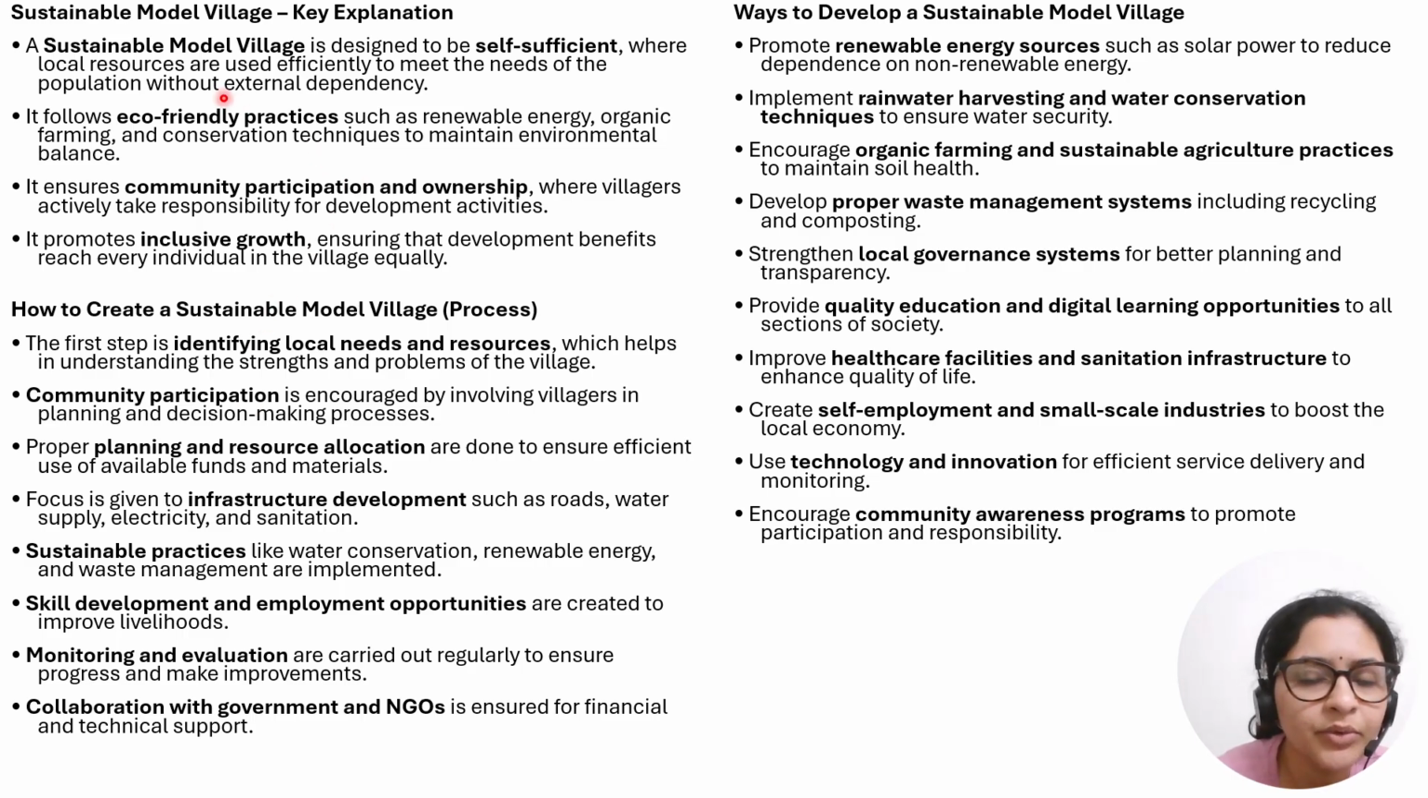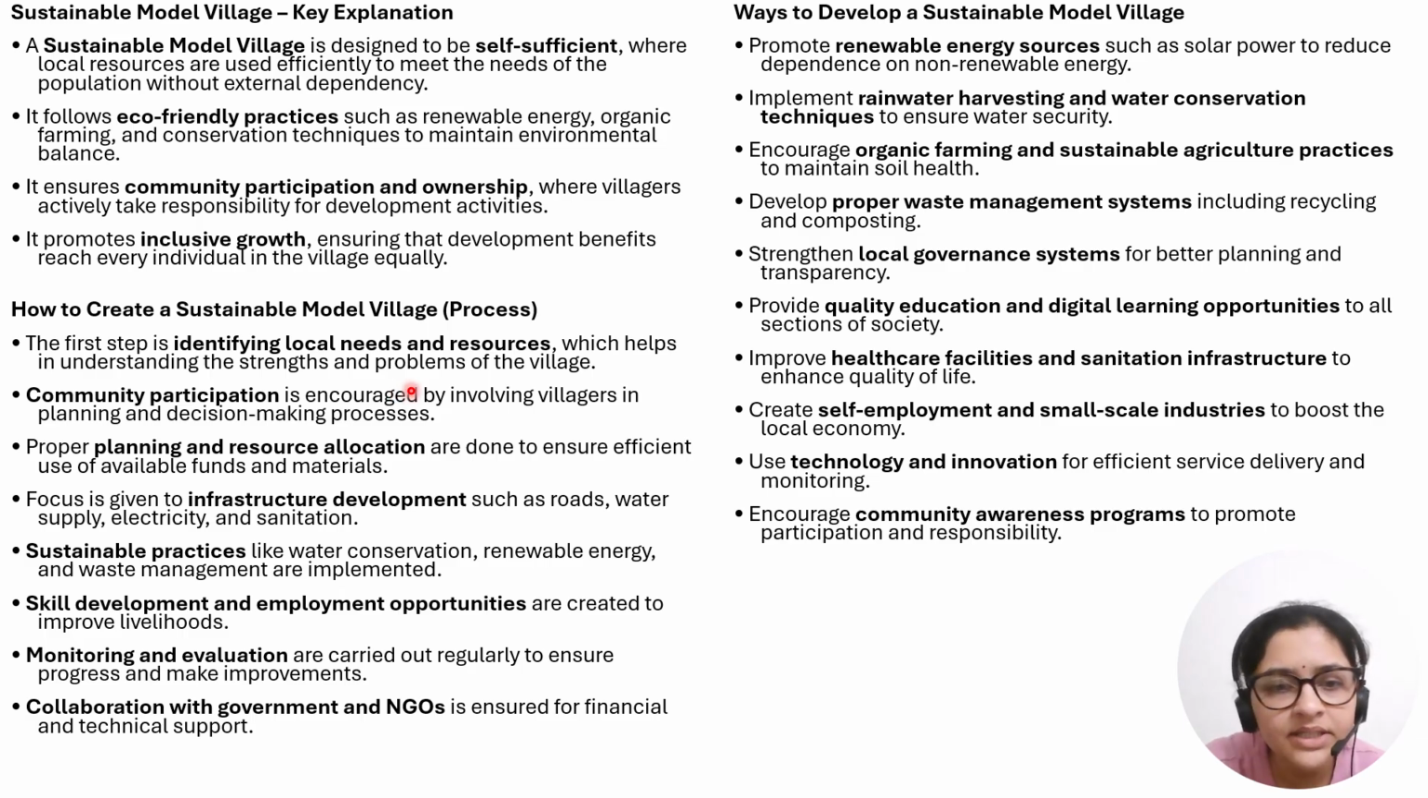So, sustainable model village, this is the detailed explanation. As you already know, a sustainable model village is basically designed to be self-sufficient, where local resources are used effectively to meet the needs of the population. It follows various eco-friendly practices, and it ensures that community participation and ownership is there, where villagers take responsibility of the development activities. It promotes inclusive growth.